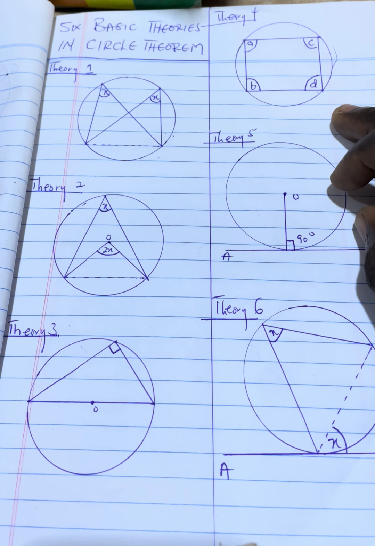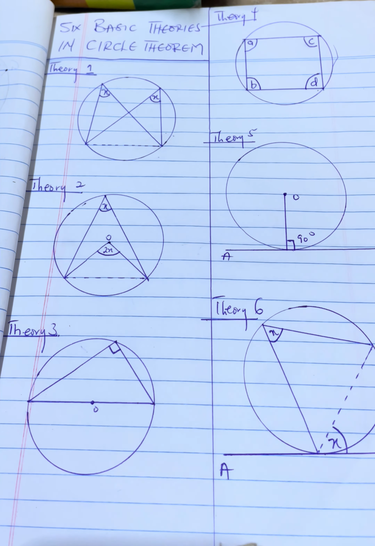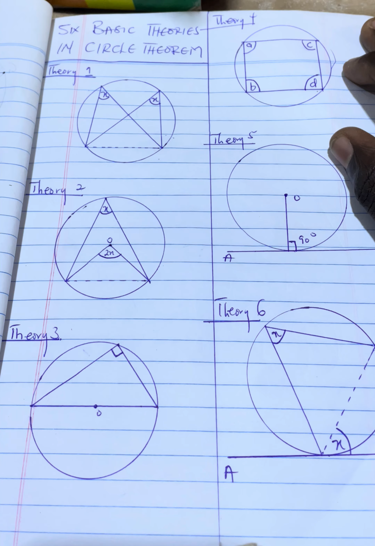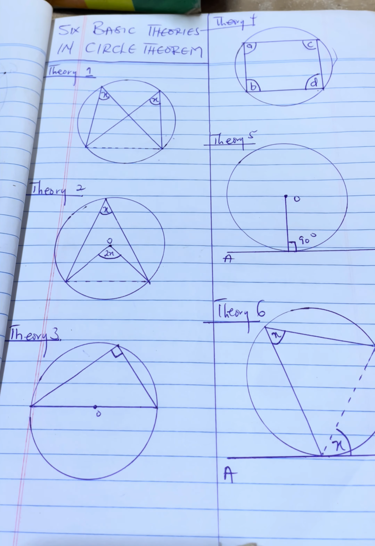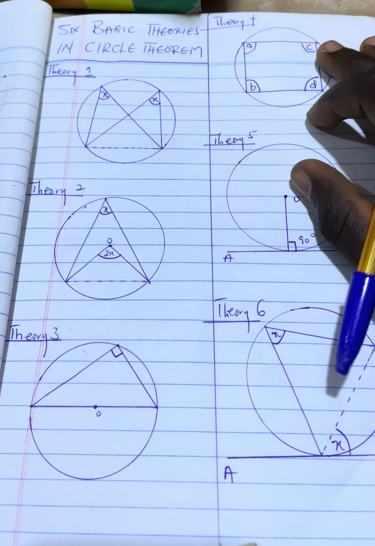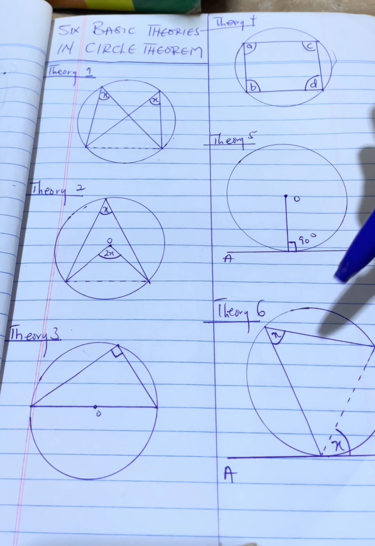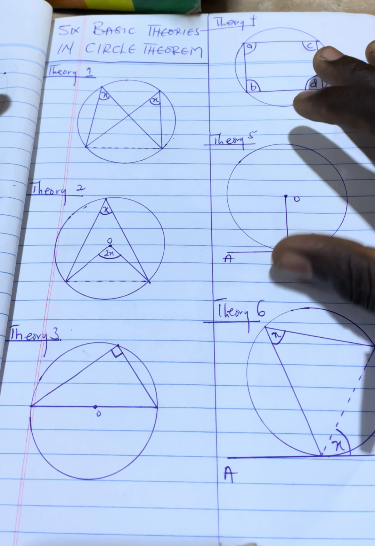Okay, welcome students. As I've already explained in my previous video, the various parts of a circle. So today I would like to talk about 6 basic theories in circle theorem. And with these 6 basic theories, I don't think there's any circle theorem question you cannot solve. So let's talk about the theories.